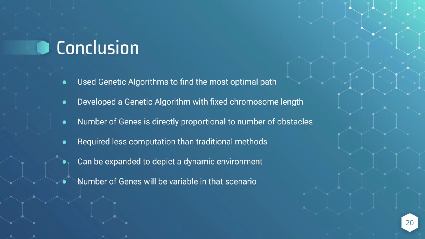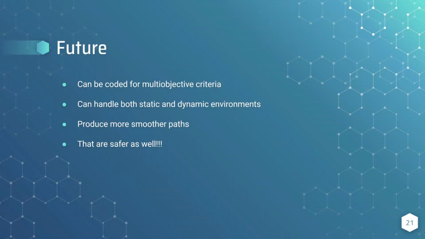We could also expand this problem when the environment of the mobile robot is dynamic instead of static as it is now. In that case, the number of genes, or in other words, the chromosome length, will be variable. This code can also be expanded upon to use a multi-objective criteria in future so that it could handle both static and dynamic environments and produce smoother paths with respect to the paths that are outputted in the demo given earlier.